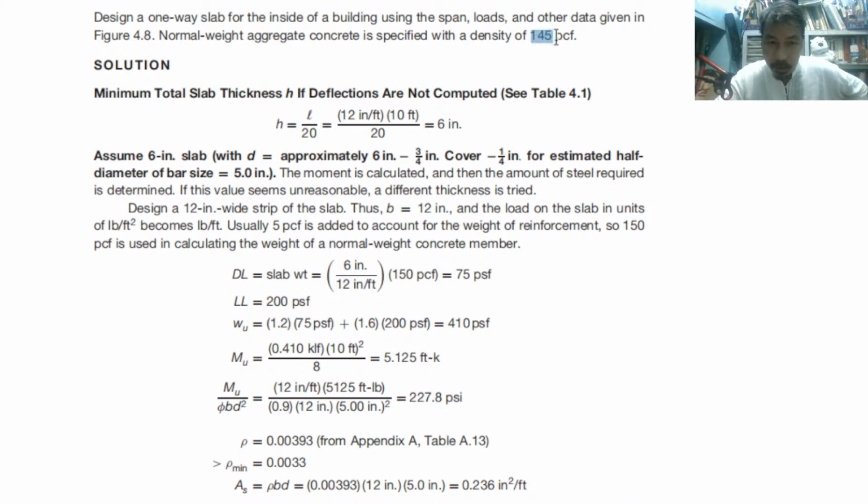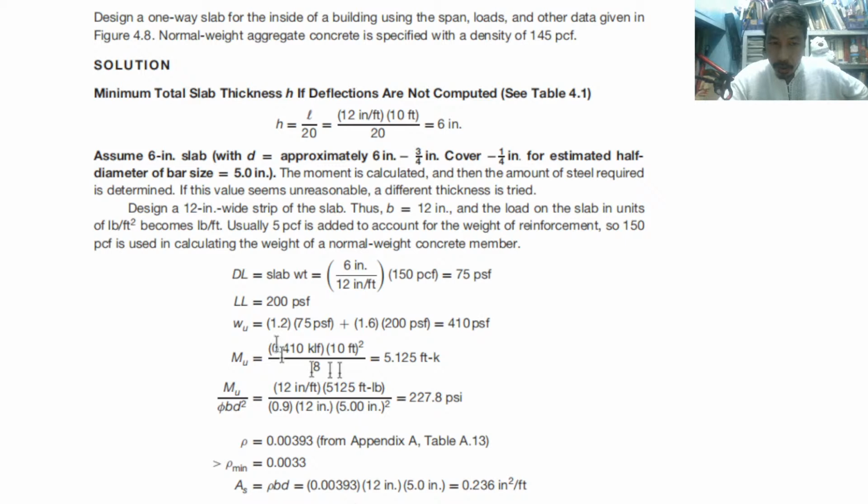So let us just give him the benefit of the doubt. For example, I just said that the normal value is 150, so use the 150. These are the dead load and live load, therefore we can solve for the Wu. What do you mean by Wu? Uniform load. 1.2 dead load, 1.6 live load. So therefore, 410.